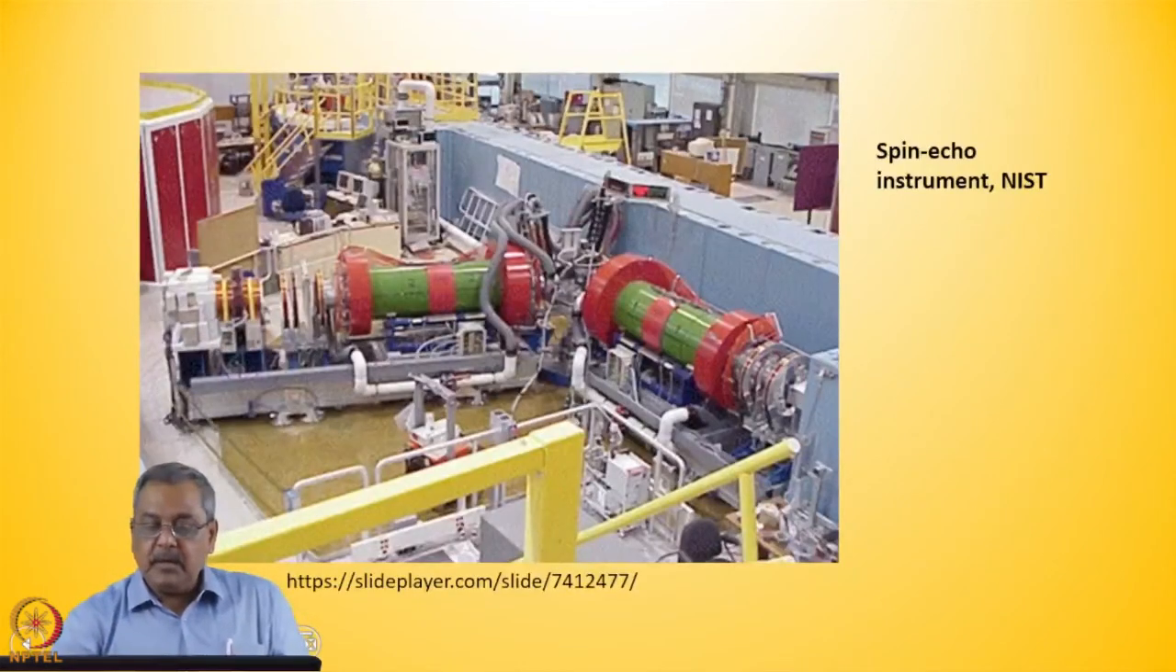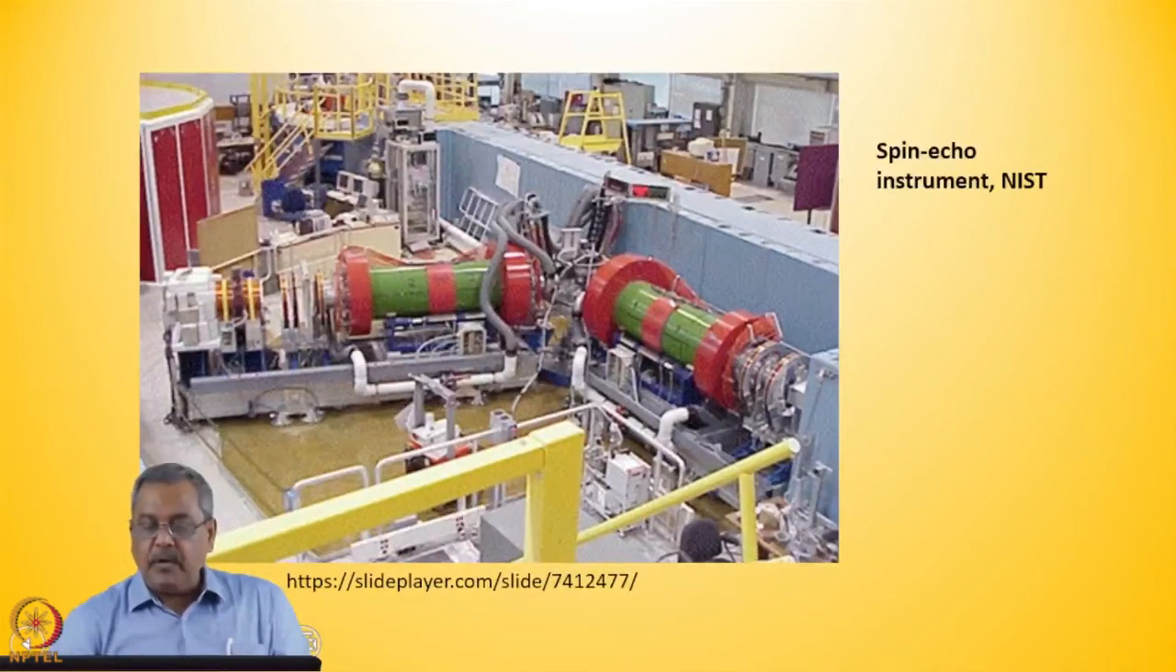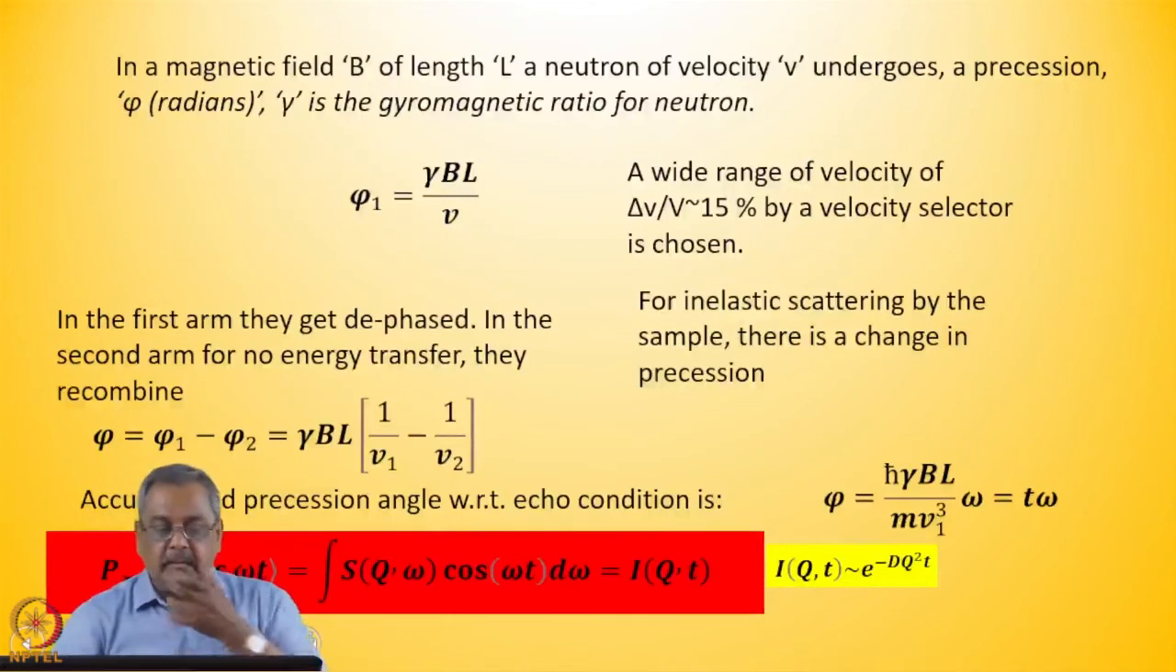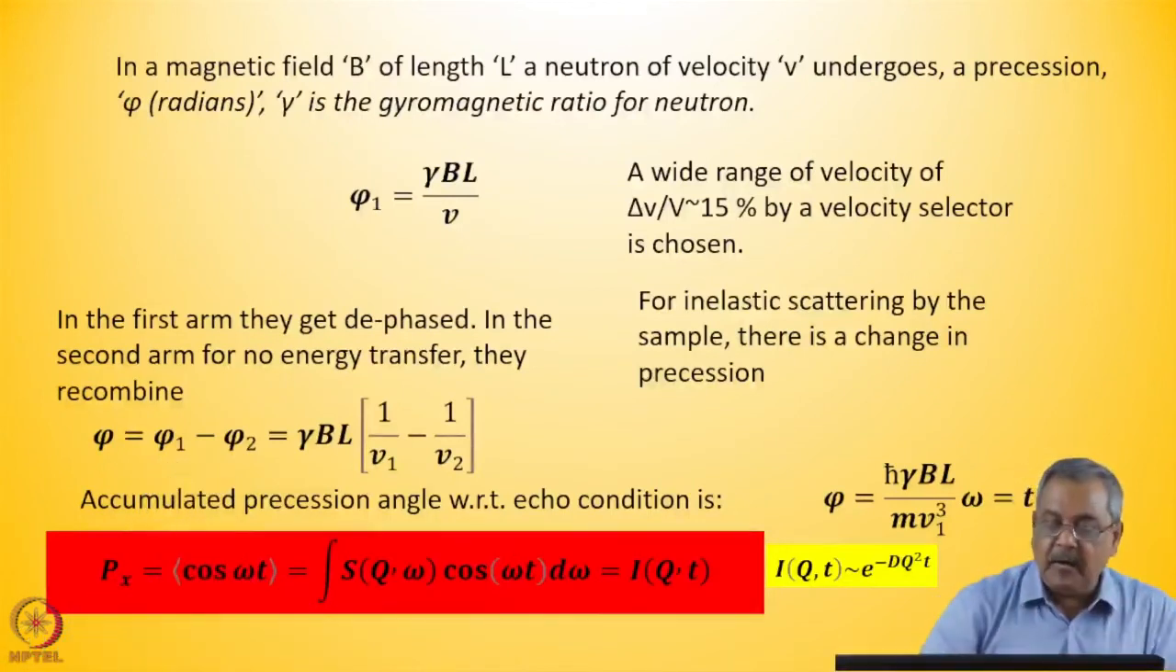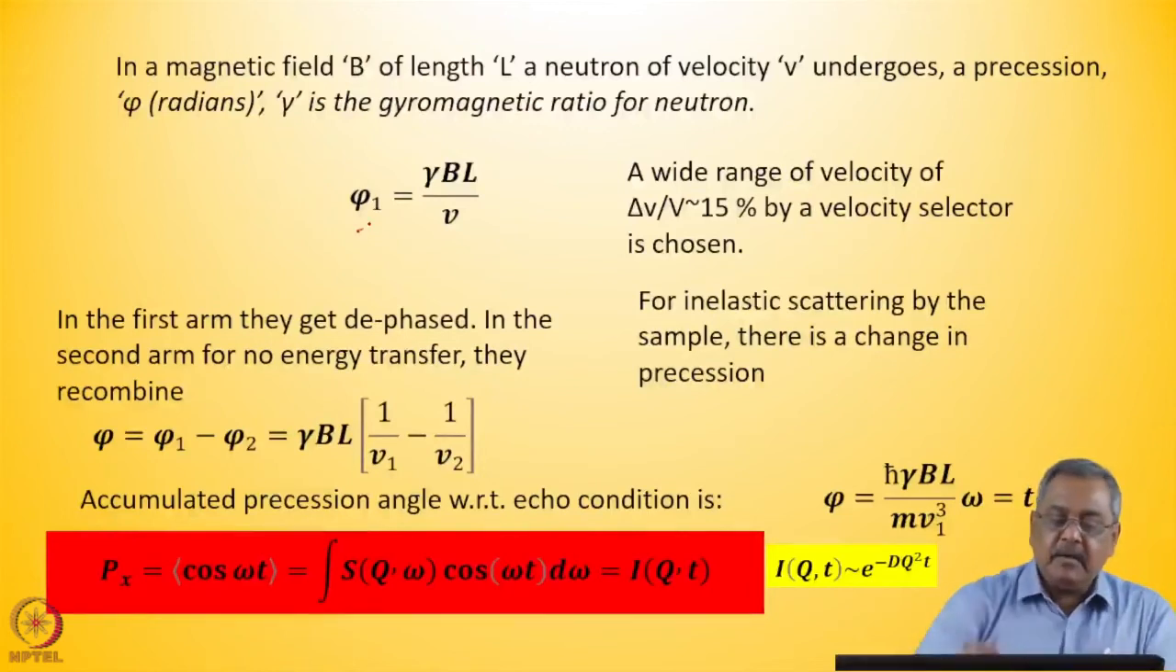I'll just quickly show this spin echo instrument at NIST. These are the arms, the first arm and the second arm, and this angle dictates the Q value of this instrument. So now let me just quickly tell you the algebra of this process. So phi 1 is the precession angle.